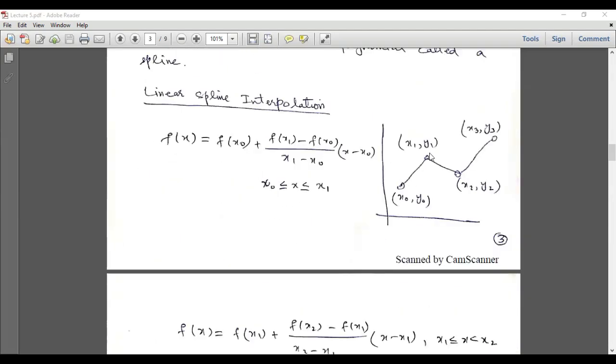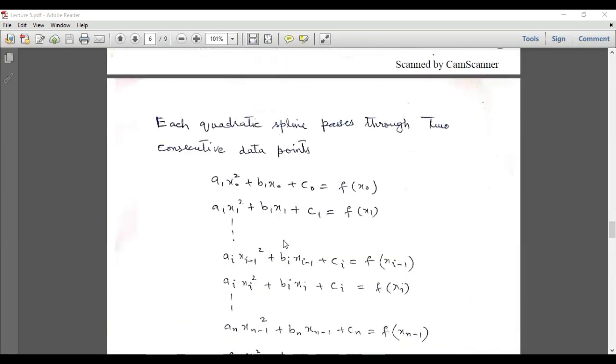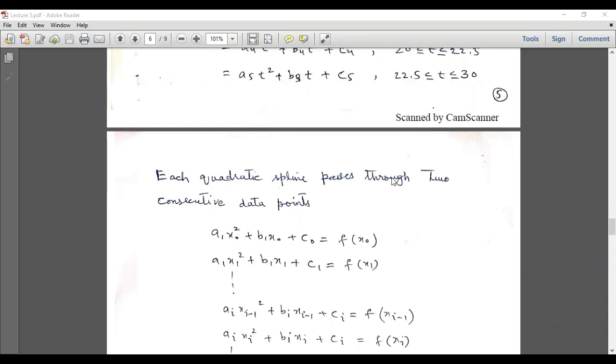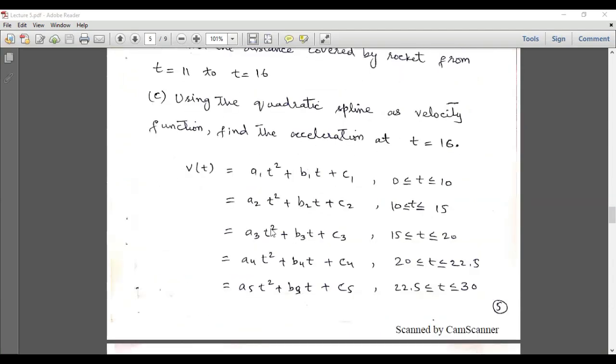Okay, for example, this is the first spline. It is passing through this point and this point as well. So in the equation of the first spline, we can use the first point and second point, and we can build 2 equations from this information, right? So each quadratic spline passes through 2 consecutive data points. So the first spline passes through x0, and the first spline also passes through x1. So we can substitute x0 instead of x in the equation of the first spline, and we will substitute x equal to x1 in the equation of the first spline. So we have made 2 equations from the first spline.